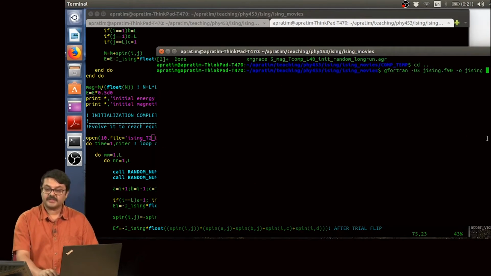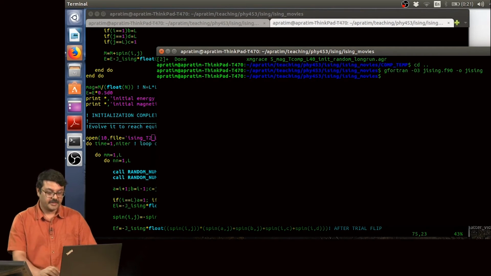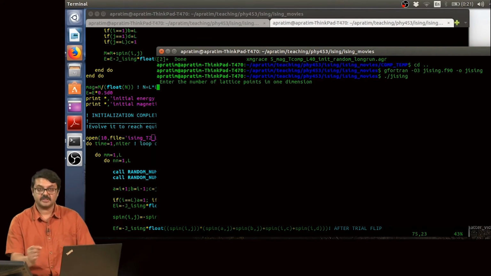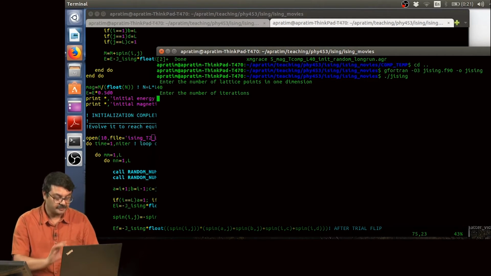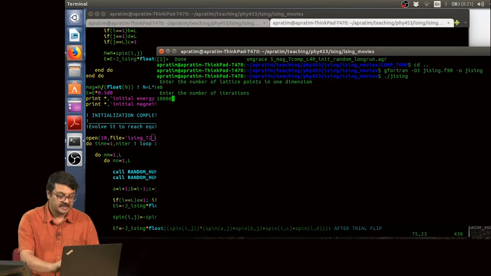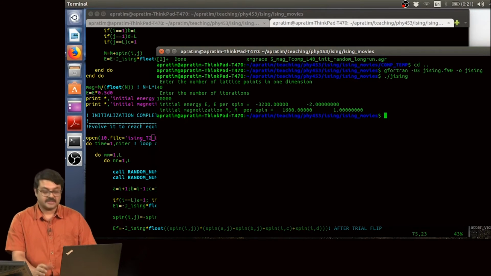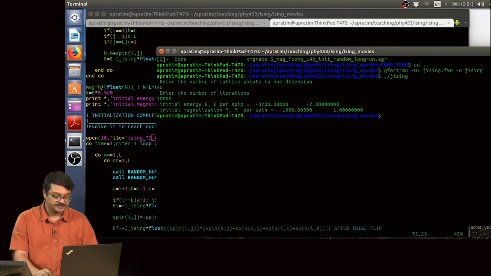This file was called jising.f90. I am going to compile it. This is the command gfortran, you must have known this by now. I compile it and then I run it. I just type the name of the compiled file. It asks me the number of lattice points in one dimension, which I shall give as 40, and the number of iterations, I shall give 10,000 just as a start, and the run is over in just 1 second. So, 10,000 iterations on a 40 cross 40 lattice takes around 1 second.